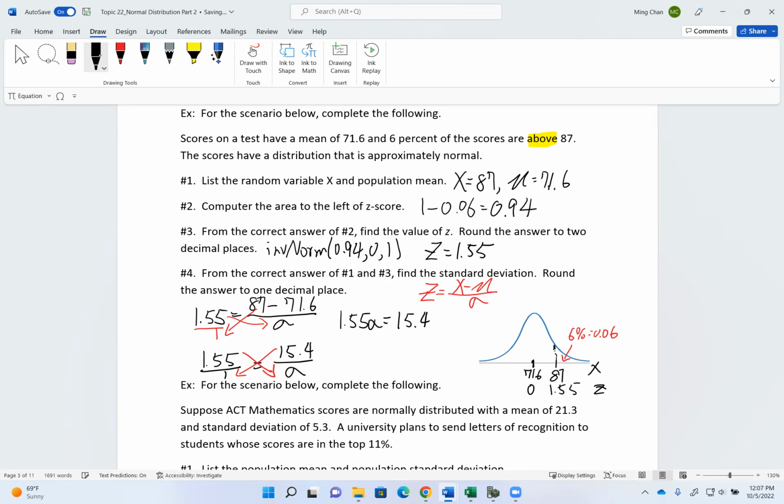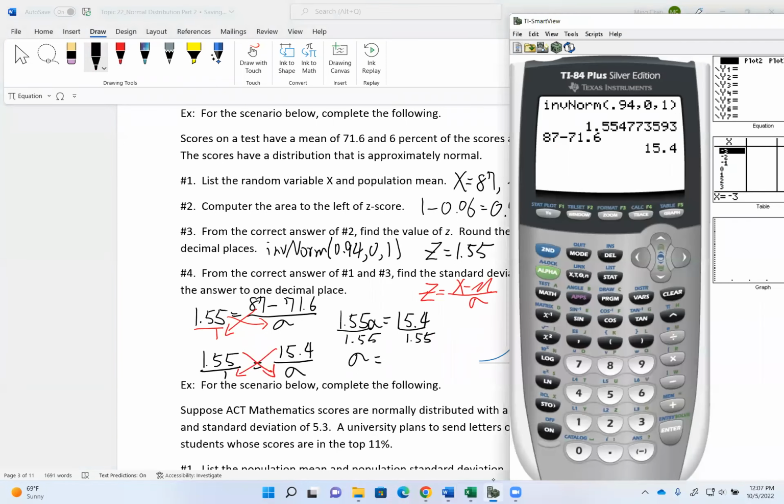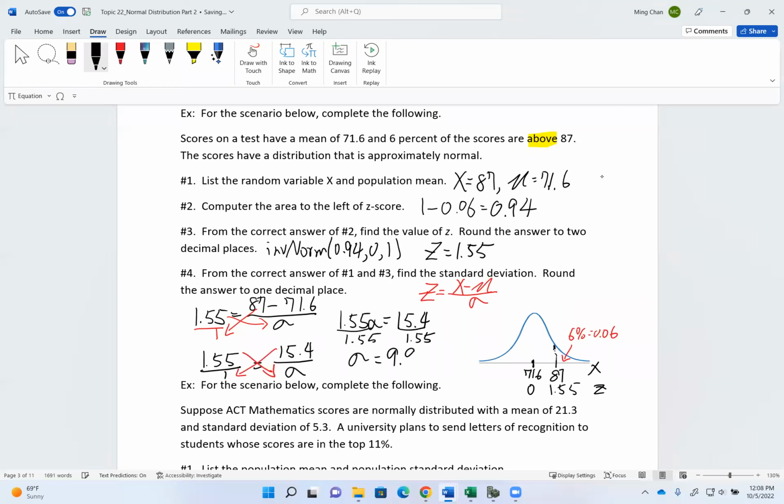So to get sigma by itself, we divide both sides by the coefficient 1.55. So sigma equals, round to 1 decimal place, 15.4 divided by 1.55. 9.9. So my standard deviation is about 9.9. All right.